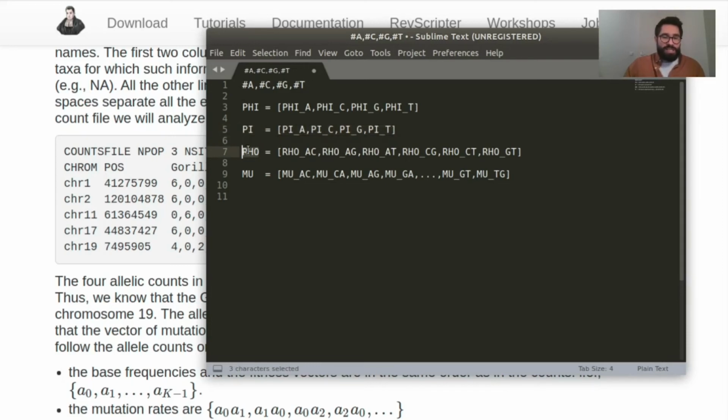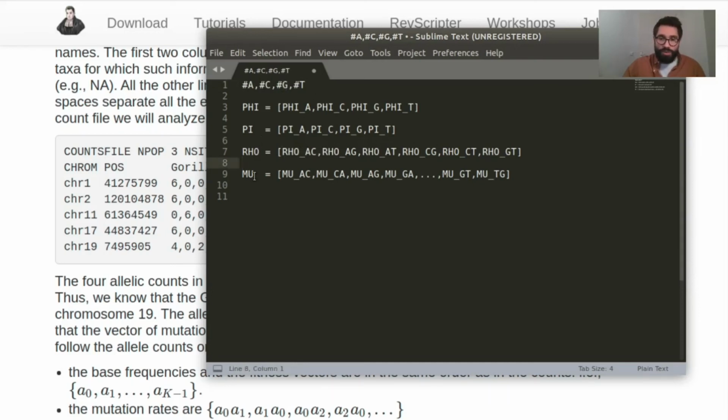For the base exchangeabilities, we organize it in a slightly different way because we have to account for all the pairwise combinations of alleles. So what we do, we just take the first one and combine it with the second one. So AC, rho AC, this is the first position. The second position of the exchangeability vector will include A with G, so the first allele with the third, the first allele with the fourth, and so on and so on.